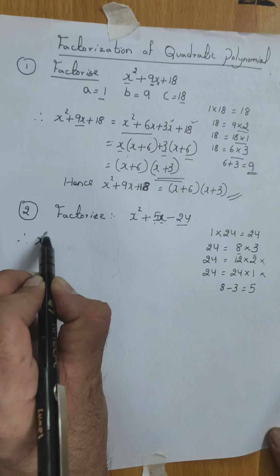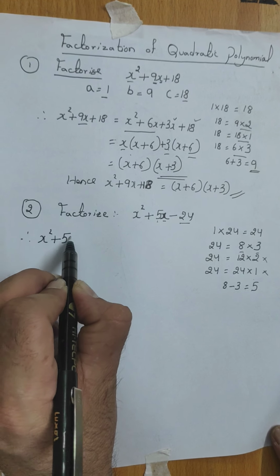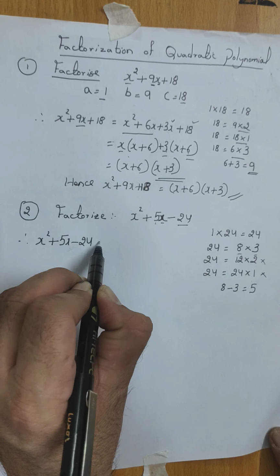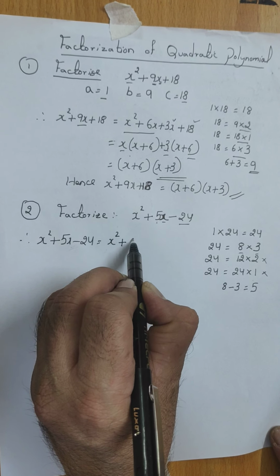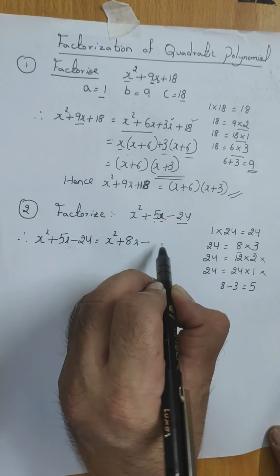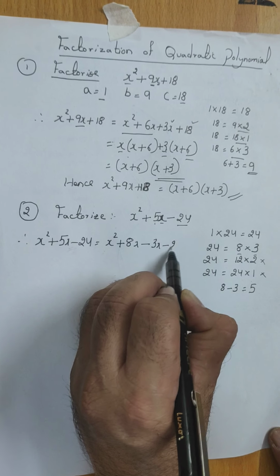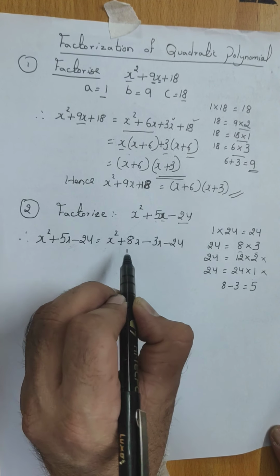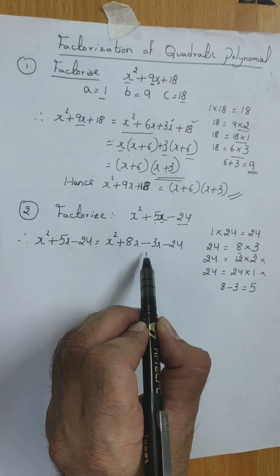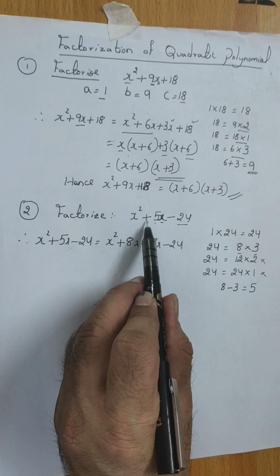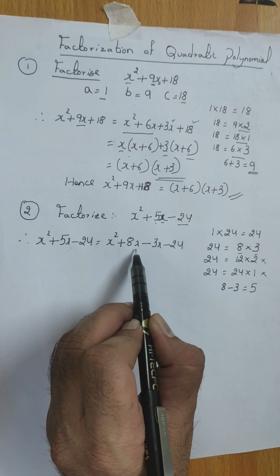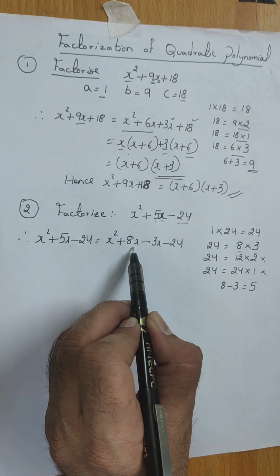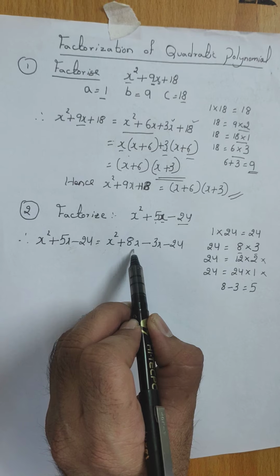So therefore x square plus 5x minus 24, I can write in this form: x square plus 8x minus 3x minus 24. Now you have to be very careful with the signs here, because the plus sign is there. That's the reason why I have taken the plus sign on this term, the bigger term.